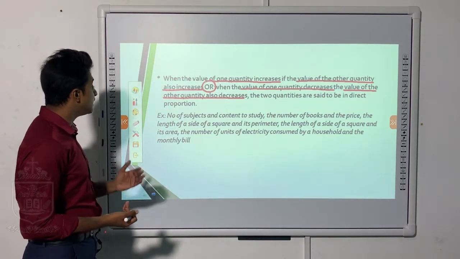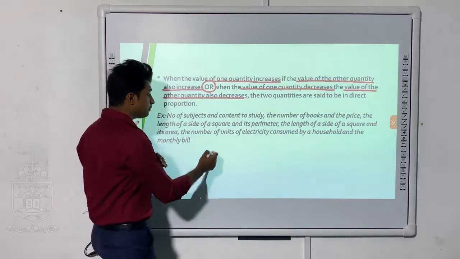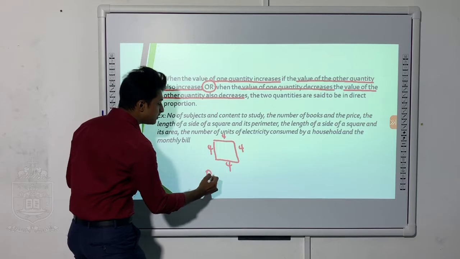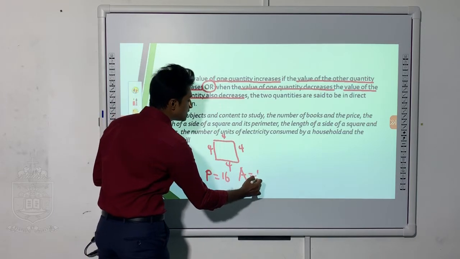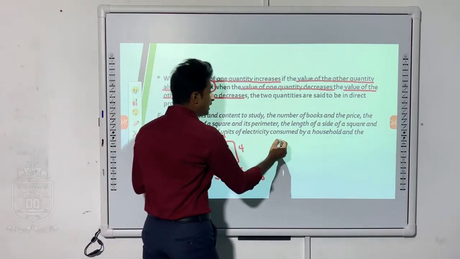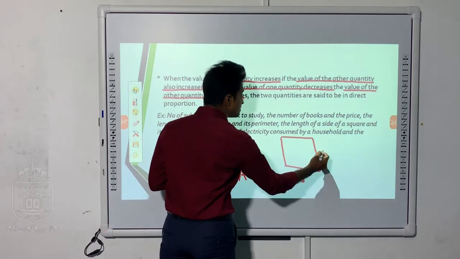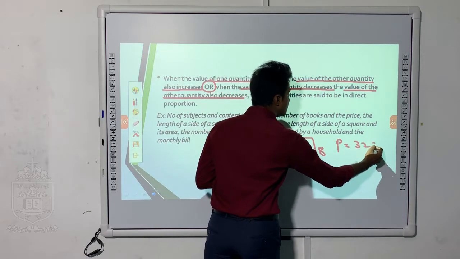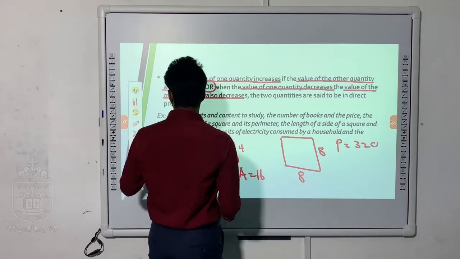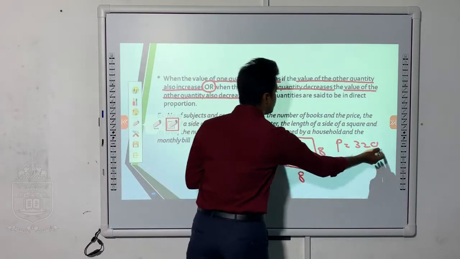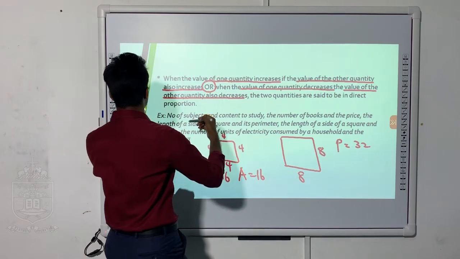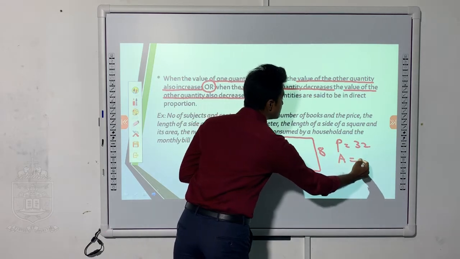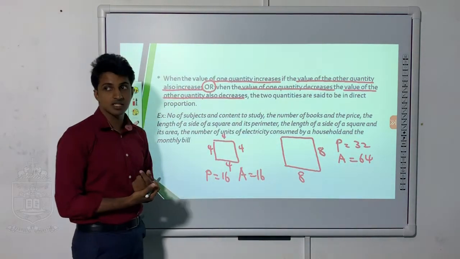Then the length of a side of a square and its perimeter. If you take a square with 4 as the length, the perimeter will be 16 and the area will also be 16. I'm not going to use the units, okay? If I take a square with 8 as the length, the perimeter will be 4 times 8, that is 32. I don't know whether it is centimeters or not, because I have not given any unit. So the area will be 64, whatever the unit is, right?